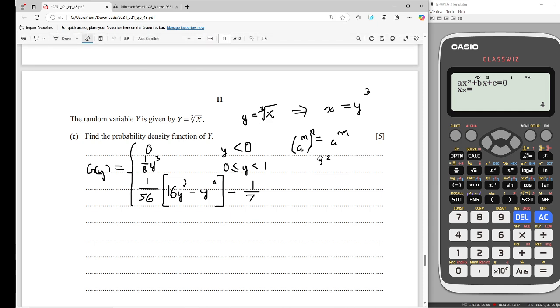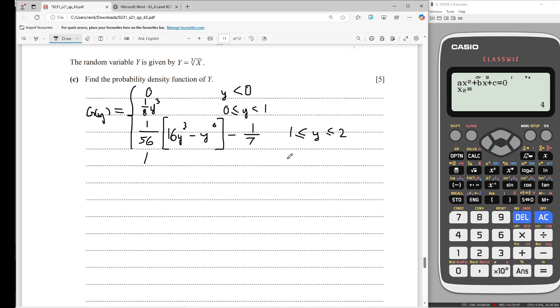And when does this apply? For x it's going to be between 1 and 8. So for y, as we simplified here, it's going to be between 1 and, okay, y cube must be less than or equal to 8. So when we cube root both sides, that means that y is going to be less than or equal to 2. So that's our range. We can erase this as well, we don't need this. It's already stated as follows. Moving on, and finally, now we can just put y greater than 2. So that's our CDF for y.